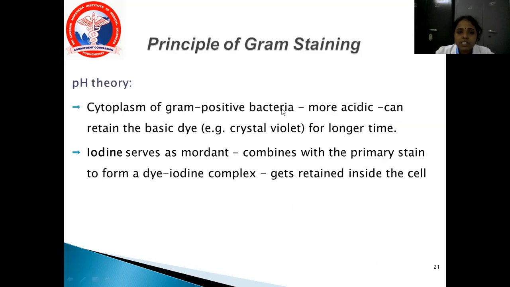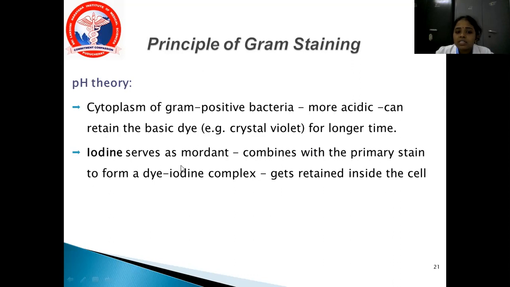So I told you the principle. Once again, I am going to revise the principle of gram staining, which is the pH theory. The cytoplasm of gram positive bacteria is more acidic, so it can retain the basic dye, for example crystal violet, for a longer time.